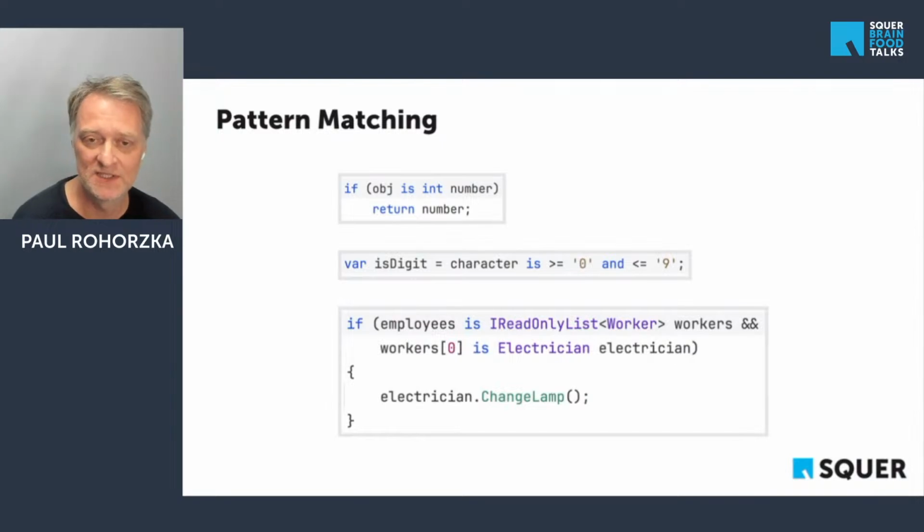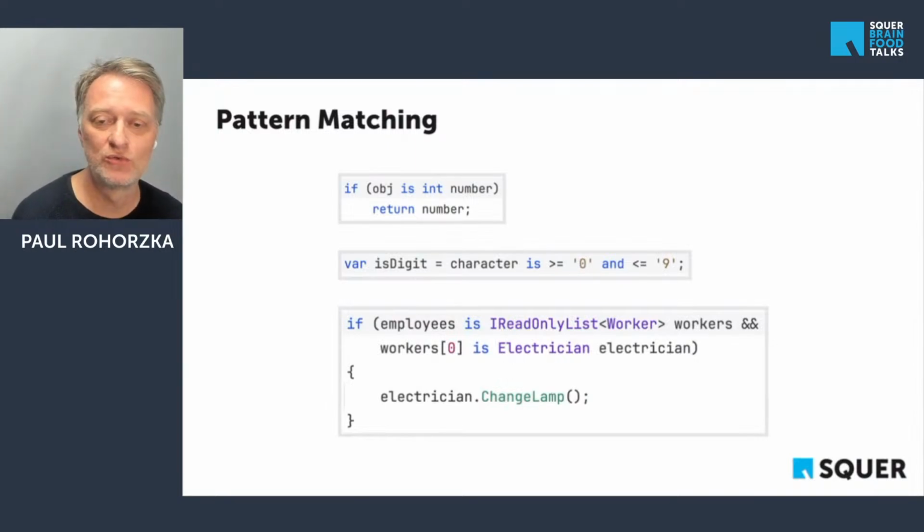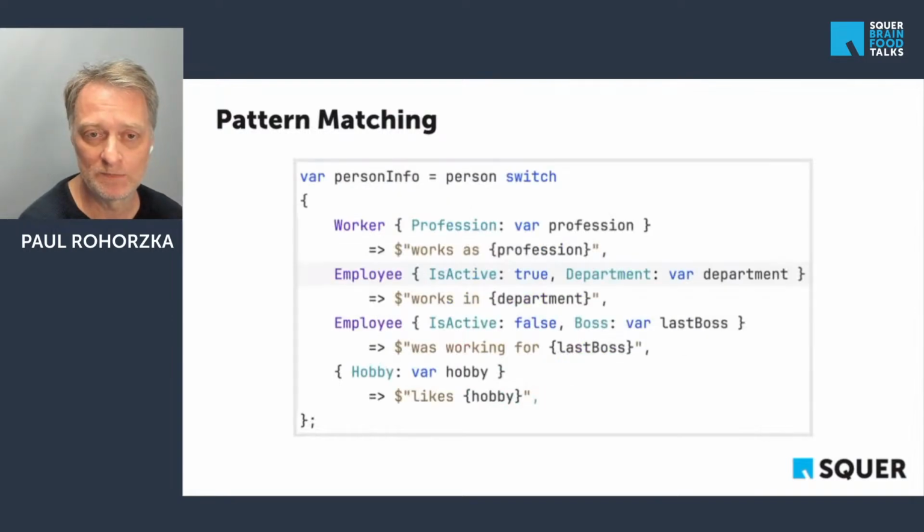Yeah. So, now this is possible because the pattern matching syntax is pretty powerful, and it can be even more complicated. For example, here we have a list of workers, and we ask, okay, is this an employee? And if it's an employee, is a worker. And if the first worker is an electrician, then I want this electrician to change my lamp. So it's pretty easy to write pretty complicated expressions in a very simple way.